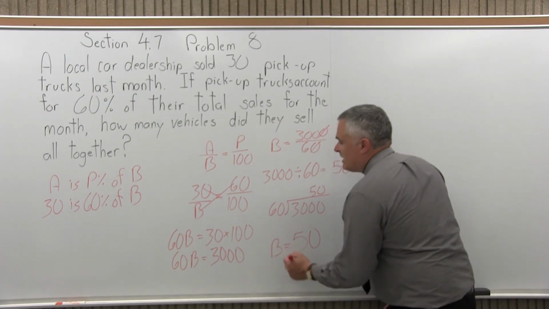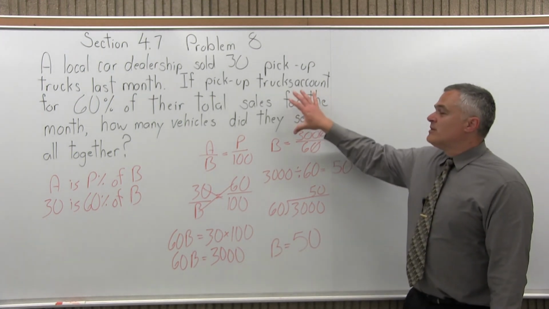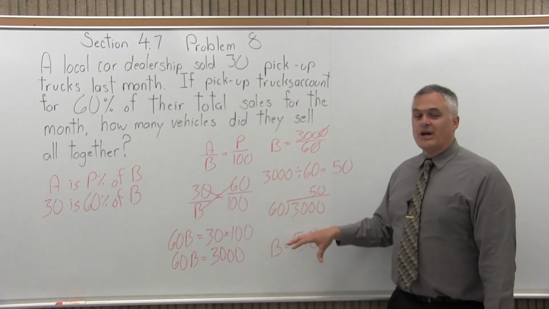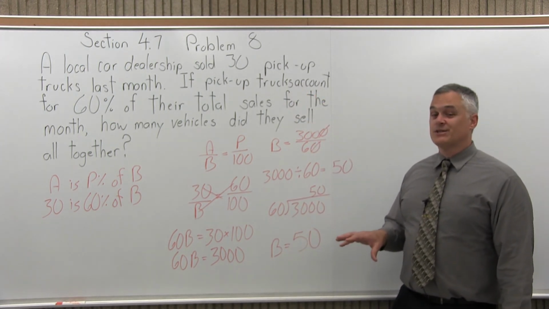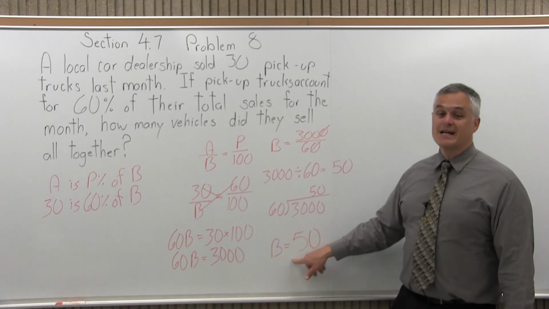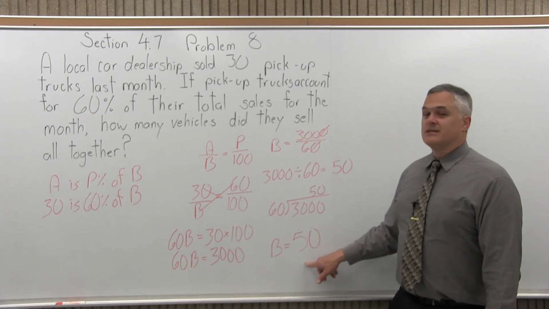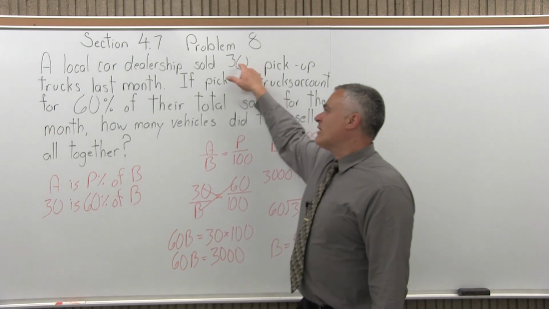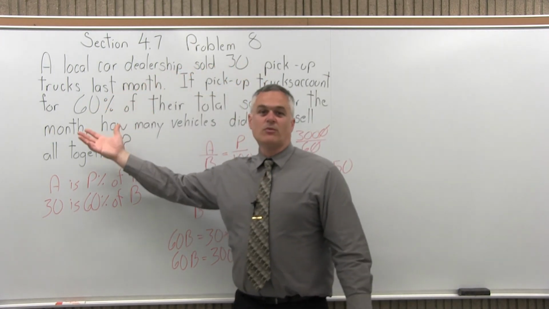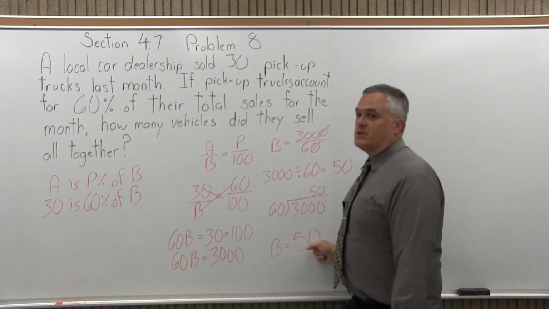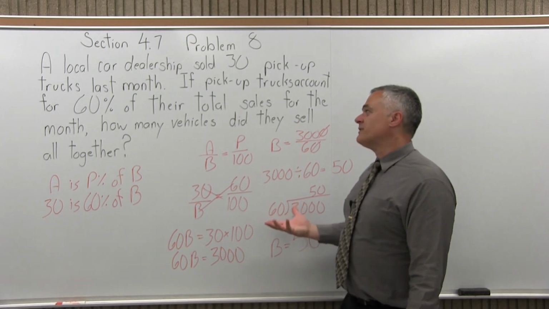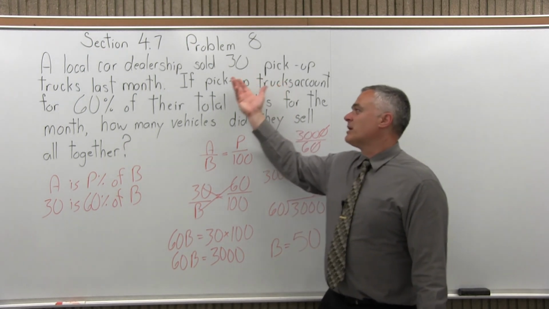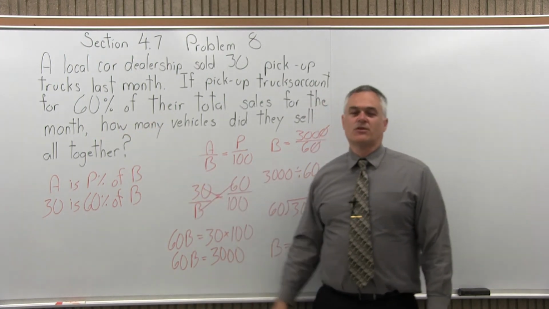B is 50. Now, with a lot of these application problems for percents, when you get to the last answer, you have to ask yourself, is that really the final answer to the question? Is that what the question is asking? And in this case, it is. So 30 pickups were sold. That represents 60% of what overall number of vehicles? That overall number is 50. So for that month, they sold 50 vehicles. 30 of them were pickup trucks, and that means it was 60% of the overall sales.